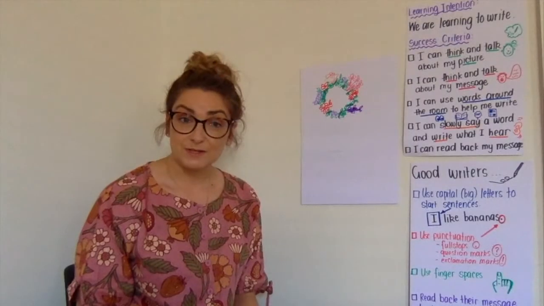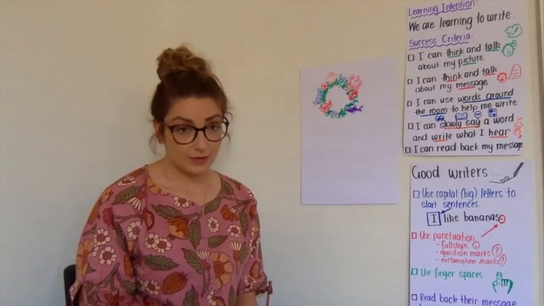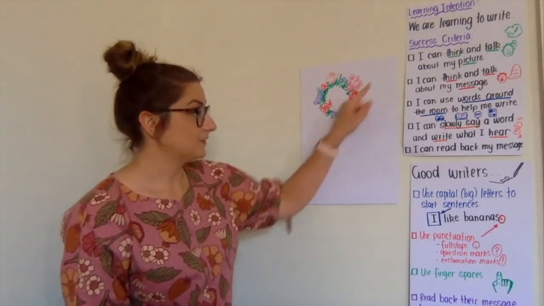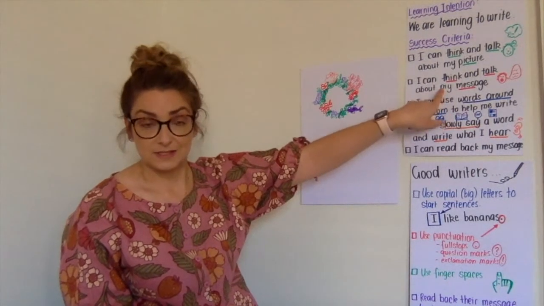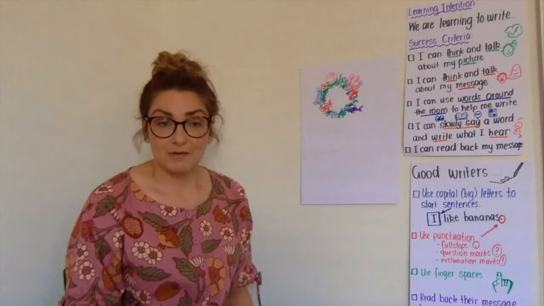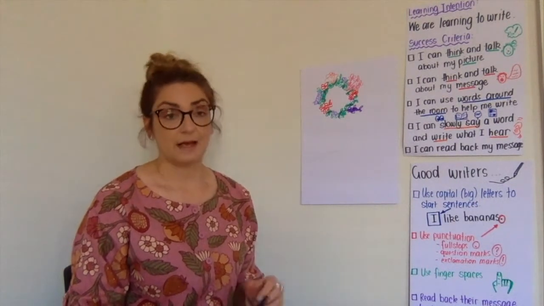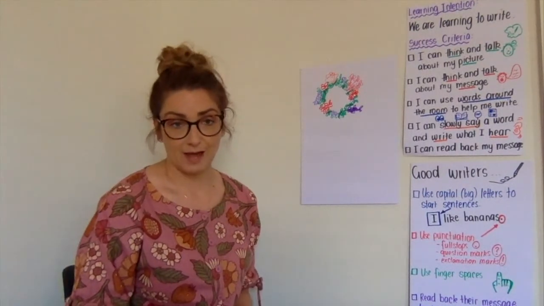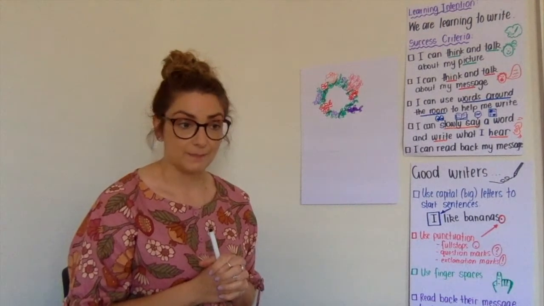So I'm going to be writing about my flower crown now, and I've already thought about what I was going to draw. So I've already drawn my flower crown, just like good writers do. And now I'm thinking and writing about my message. So the first idea that I'm going to do is I'm going to say, today I made a flower crown. So I've talked about it, and now I'm going to write about it.